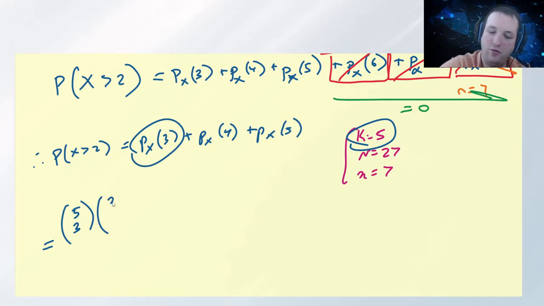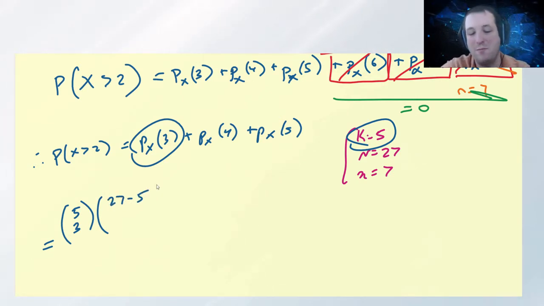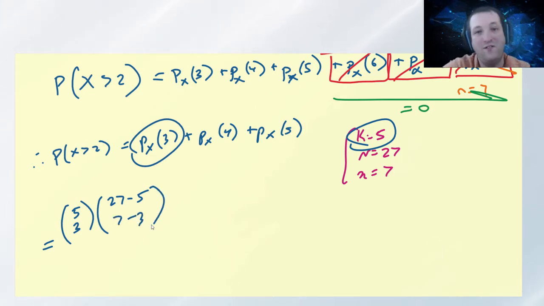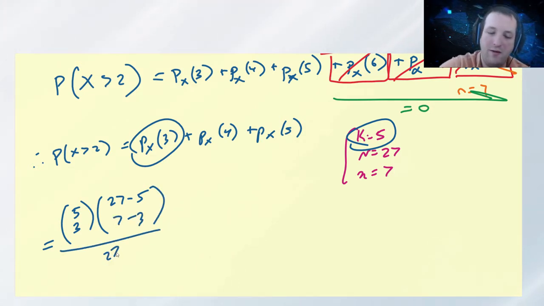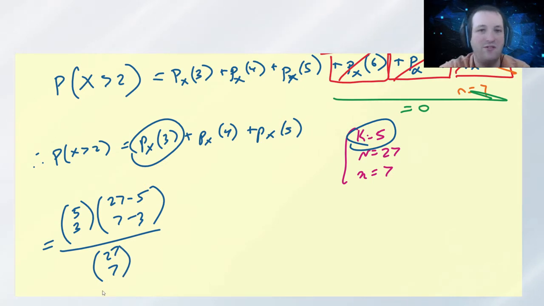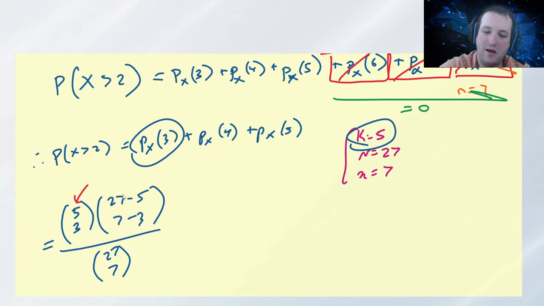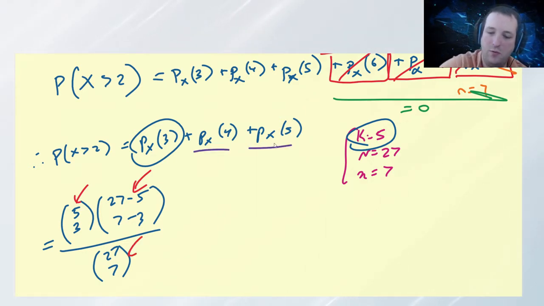And then if we do 27 minus 5, that's the number of failures in my population. And 7 minus 3 is the number of failures in my sample. And then we're going to have 27 choose 7. That's the number of samples that we could have, right? So number of successes in our sample, number of failures in our sample with respect to the population, and also number of samples. And similar goes for P(X=4) and P(X=5), right?